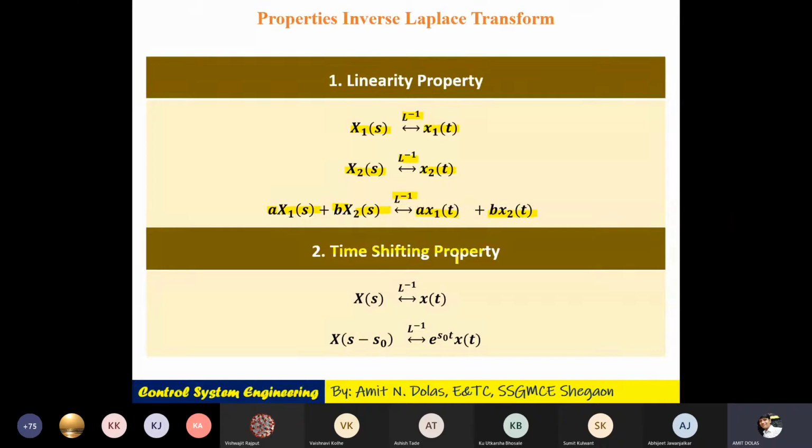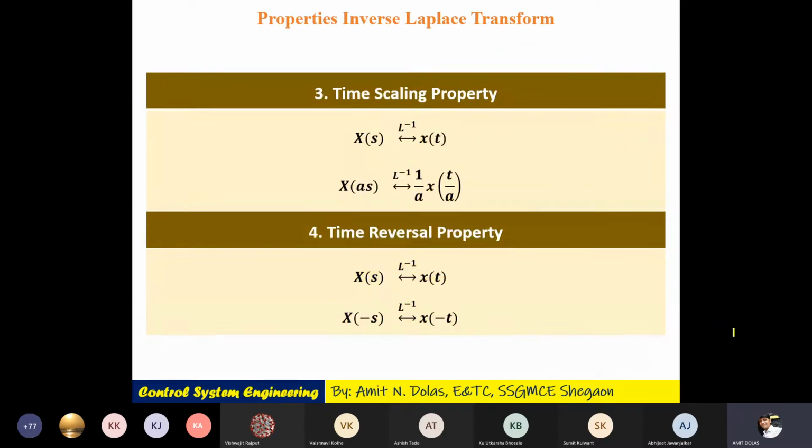Then the time shifting property. Suppose we have a Laplace transform signal x of s, whose inverse Laplace is x of t. Then if it is shifted to x of s minus s0, its inverse Laplace transform will be e raised to the power s0 t times x of t. These are simple properties. Later there will be examples where you will get it clear.